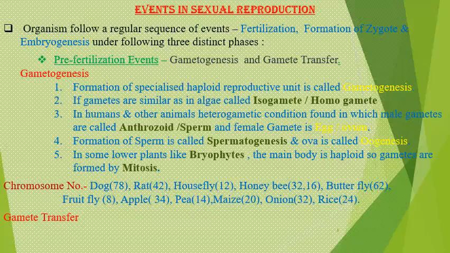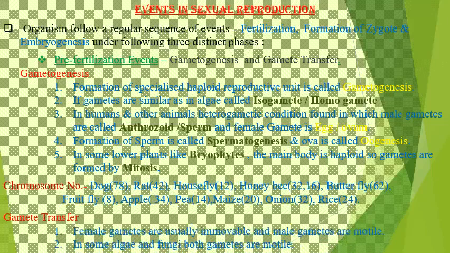two types of gametes, the male gamete is motile, which supports the process of fertilization. Here female gametes are usually immovable and male gametes are motile. In some algae and fungi, both gametes are motile. During sexual reproduction, gamete transfer is a very important process, which is followed by all living organisms.